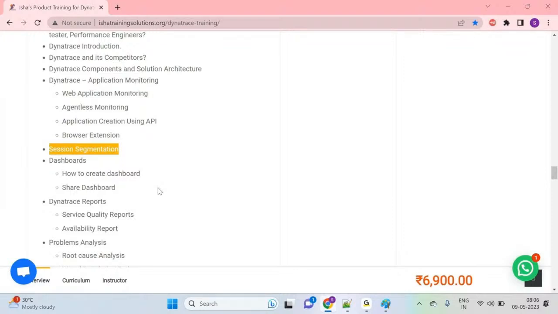Actually, one or two certification questions will come in this section. So we will see in detail during our regular session. And then dashboarding.